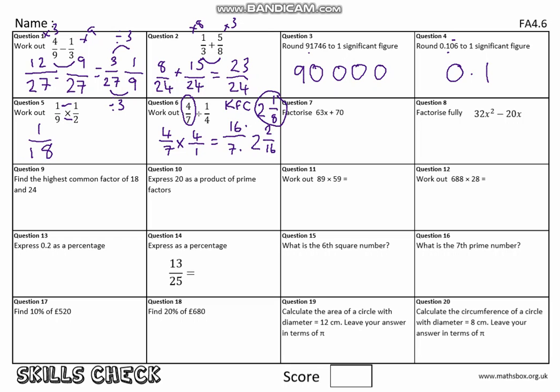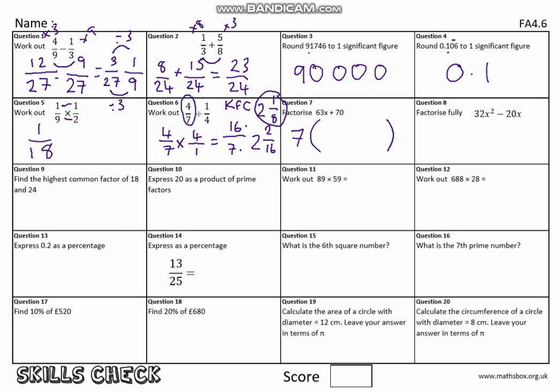Okay, so the next one is factorizing. Okay, so we're going to try and figure out what do we think is the highest common factor of 63x and 70. So what's the highest number that goes into both of those? Well, I reckon the highest number that does go into them is 7. So we're going to pop that on the outside of the brackets, and then we're going to put our brackets around here, and then work out the rest of it, okay, to kind of make sure it all works.